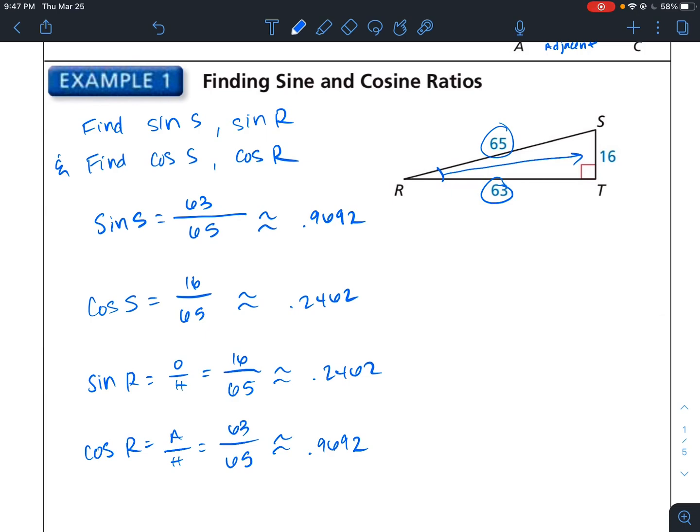If you remember from the tangent functions, the tangent of one acute angle was the reciprocal of the tangent of the other angle. It's similar here. Notice that the values swap between S and R, which means that sine of S is equal to cosine of R, and cosine of S is equal to sine of R. Okay?